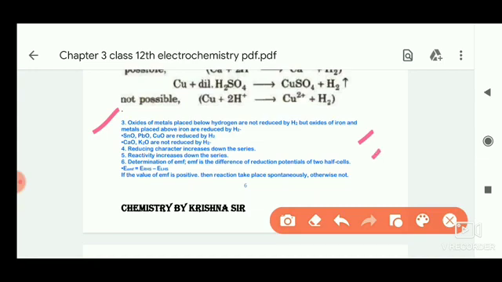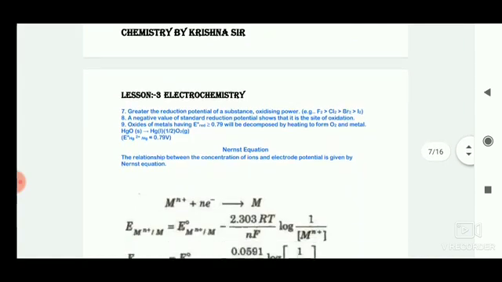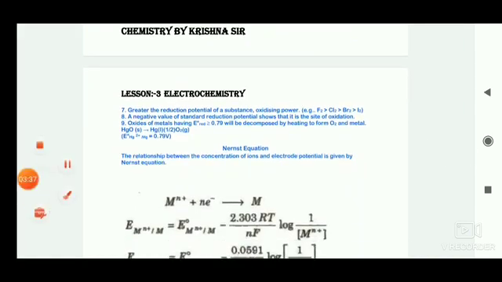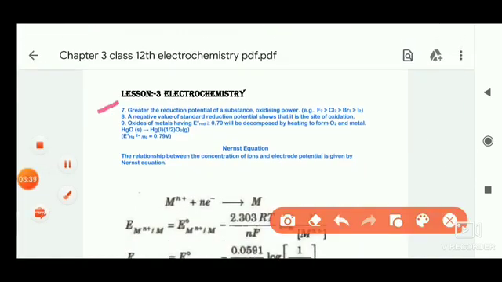Determination of EMF, you know how to calculate: E right-hand side minus E left-hand side, that is E cathode minus E anode. If the value of EMF is positive, then the reaction takes place spontaneously, otherwise not. The greater the reduction potential of a substance, the greater the oxidizing power. You can see here as an example F2, Cl2, Br2, I2. A negative value of a standard reduction potential shows that it is a site of oxidation.